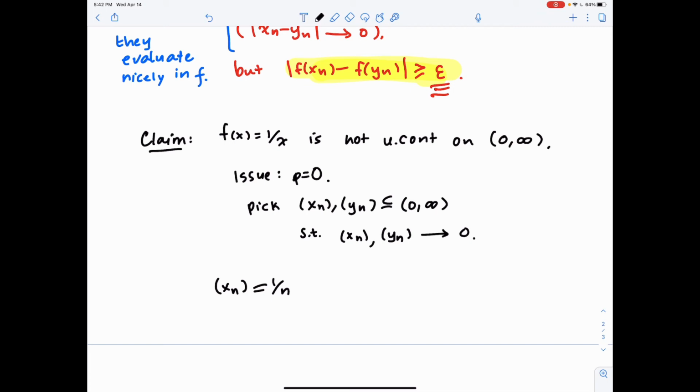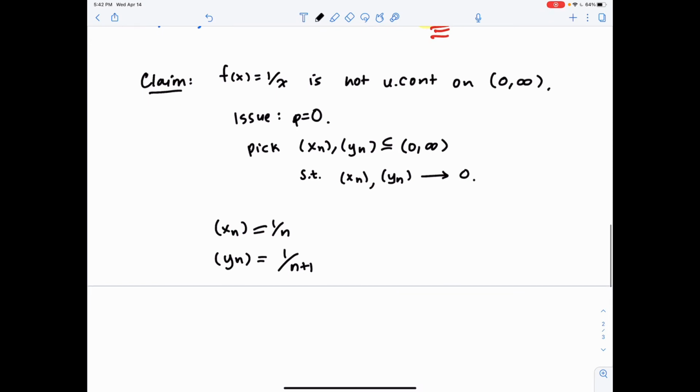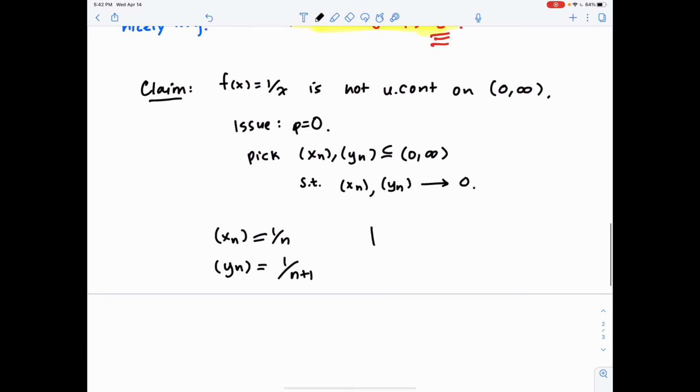Then we need to adapt that sequence somehow to change it to a new one, to pick one for yn. And for me, I think the easiest way to do that in this problem is to just change the index of the sequence. So just shift it by 1. But what we want to check before we bother writing up our proof is we want to make sure that when we look at the difference of this function, we can actually guarantee it's always greater than or equal to some positive epsilon value. So I'm going to plug this in. When I do that, I'm getting 1 over n minus 1 over n plus 1.